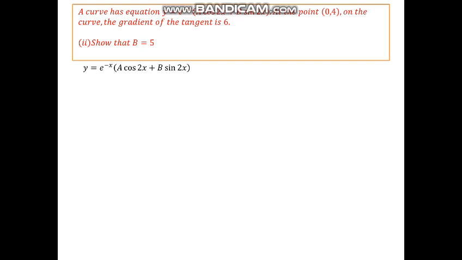When you look into this equation, you can observe that it comprises two different functions of x. The first one is e to the negative x, which is one function of x, and the second one is a cosine 2x plus b sine 2x. So how do we differentiate the product of two functions of x? Yes, we have something called the product rule. Let us recall the formula.